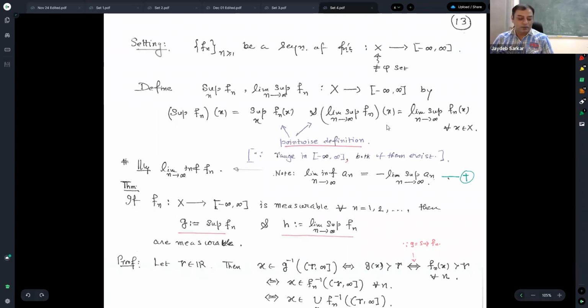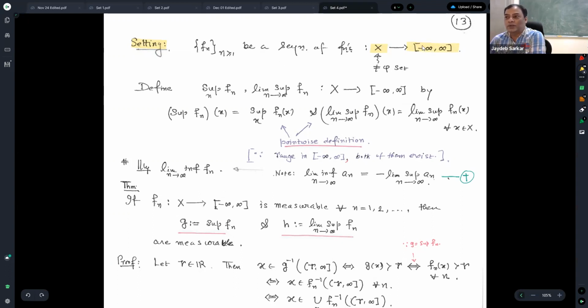Fantastic. So thanks, and so we start with the sequence of functions, and here is the setting which we will follow mostly. You'll be given a sequence of functions, but note that it will be from a set X to the extended real line, minus infinity to plus infinity. And usually it's a non-empty set.